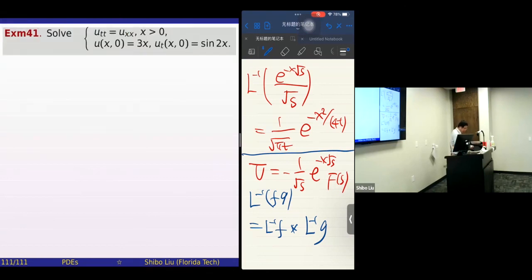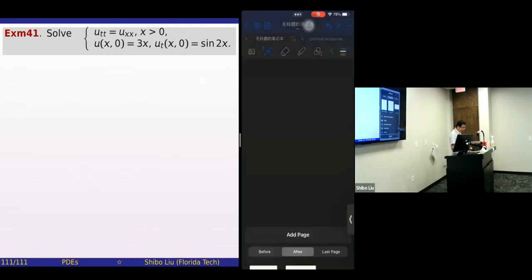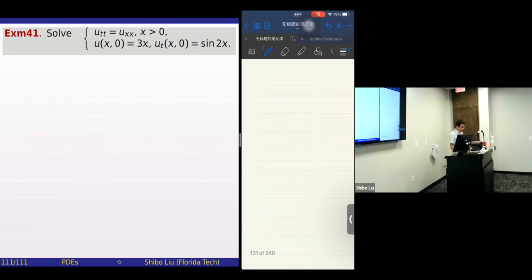I still have one more example, but we do not have time. Previously we solved the heat equation up to now, but we can still apply the Laplace transform to solve this wave equation. We still have 1 minute. I will explain the physical meaning of this wave equation.